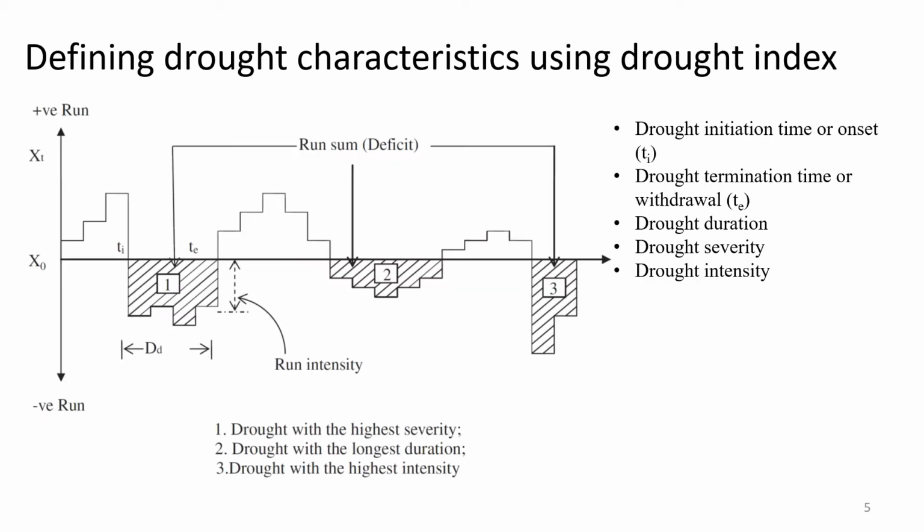Okay, as I said before, drought indices can be used to define drought characteristics. So how can it be done? Before doing that, first we will see certain definitions or certain information about the drought characteristics which we are really interested in. The first one is drought initiation time or drought onset time.